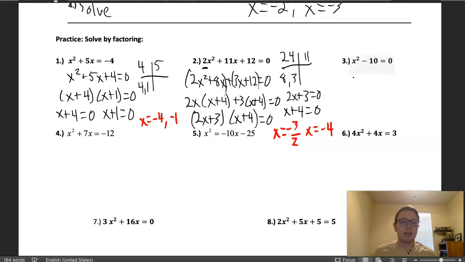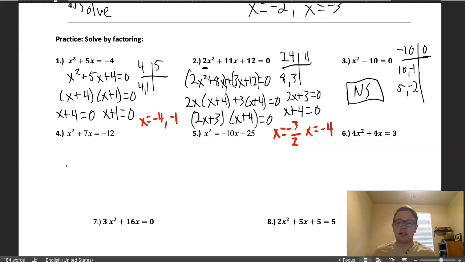Right. What about this next one? We have no b value in here, so b is equal to 0. That means we're looking for factors of minus 10 that are going to add up to 0. And try as we might, if we try 10 and negative 1, or negative 10 and negative 1, or 5 and negative 2, we're not going to find anything that gets us to 0. So the answer for this one is no solution.